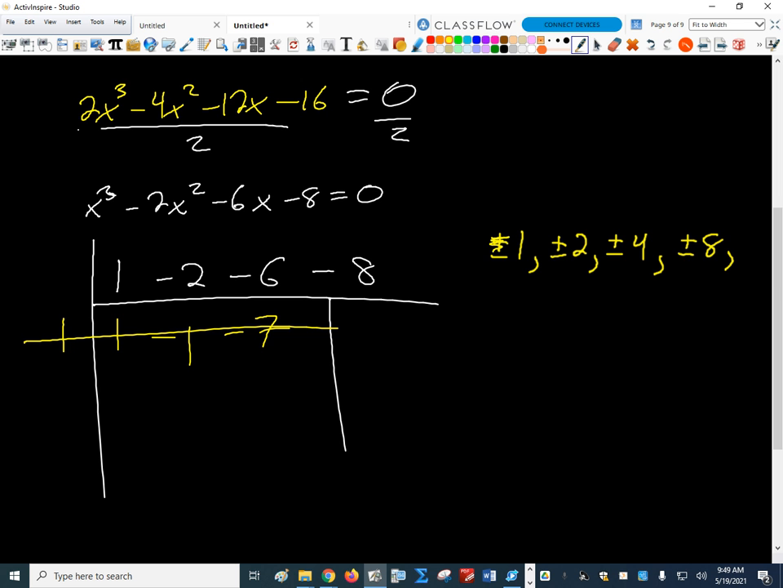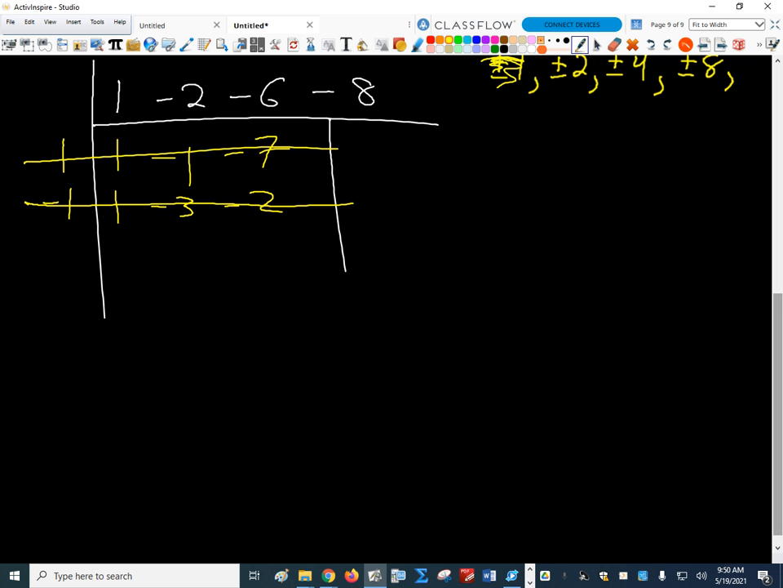Let's try -1. Let's see, so I got 1, -3, -2, not going to work, right? And check me if I make a mistake. I'm going fast. So that guy's off the list. Okay, let's try 2 again. We already used 2, but it could be a multiple zero, right? So we try 2. 1, 0. It's not going to work, is it? -6, that's not going to work. So we can cross +2 off our list.